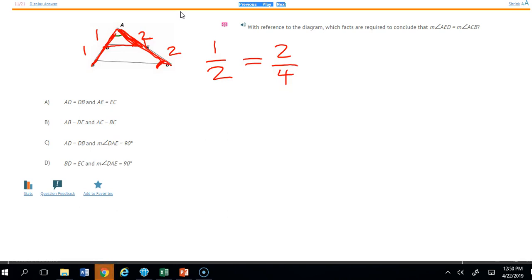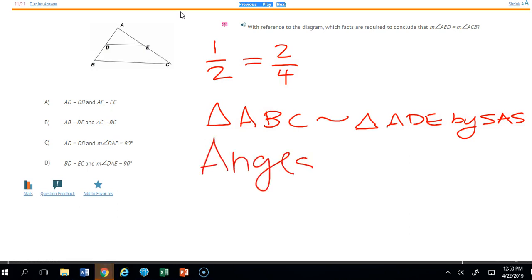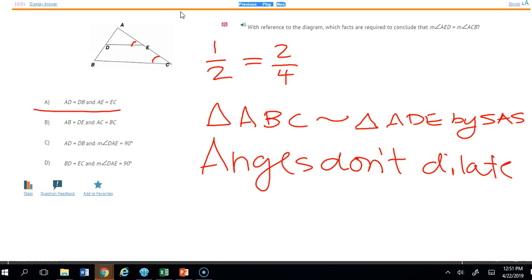And if you recall, we had that angle up at the top, so we can prove that these triangles are similar. Let me go ahead and erase this. So triangle ABC is similar to triangle ADE by side angle side. If the triangles are similar, then we can say that the angles are all congruent, because when we have similar triangles, remember, our angles don't dilate. You might want to write that down. Angles don't dilate, only sides do. So these angles have to be congruent because the triangles are similar by side angle side. And the answer here was A.